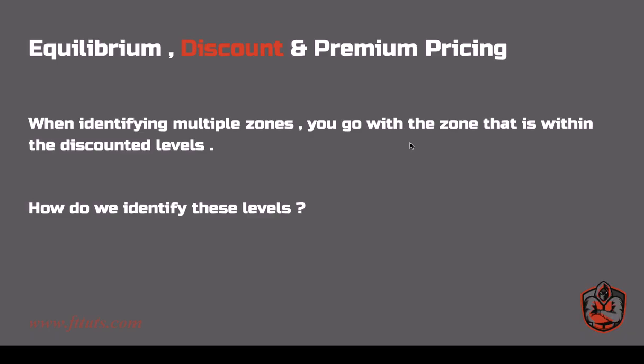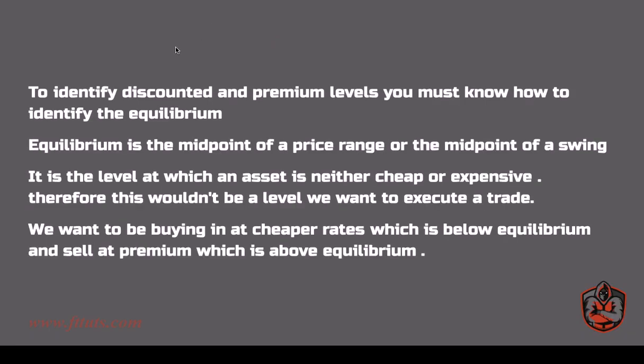Now, how do we identify these levels? To identify discounted and premium levels, you must know how to identify the equilibrium. Equilibrium is the midpoint of a price range, or the midpoint of a swing. It is the level at which an asset is neither cheap nor expensive. Therefore, this wouldn't be an ideal level we want to execute a trade off. We want to be buying in at a cheaper rate, which is below the equilibrium, and sell at a premium, which is above the equilibrium.